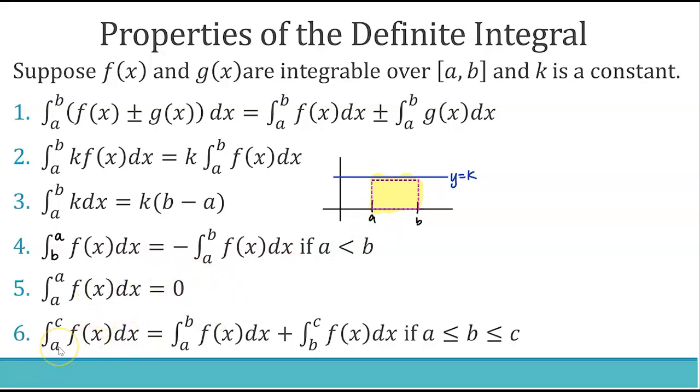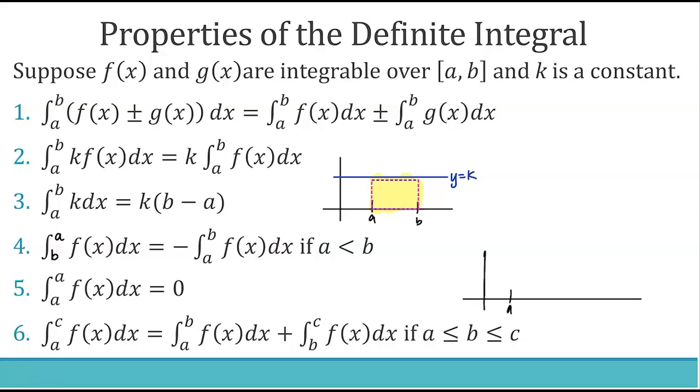And then finally, the last one, if I have the integral from a to c of f of x dx, and b is trapped in between a and c, we can split up this integral to be the integral from a to b of f of x dx plus the integral from b to c of f of x dx. Now, this may look a little more complicated, so maybe the graph would help us understand. So I'm going to, once again, just sketch a little graph of what's going on.